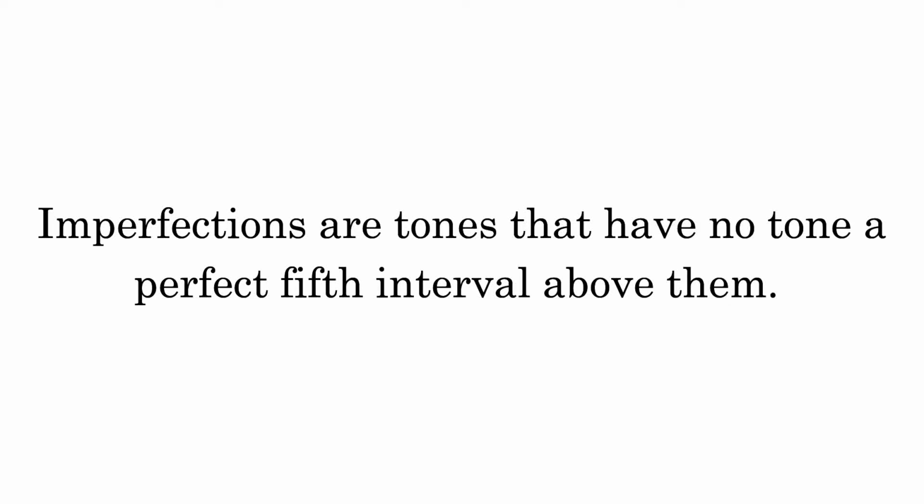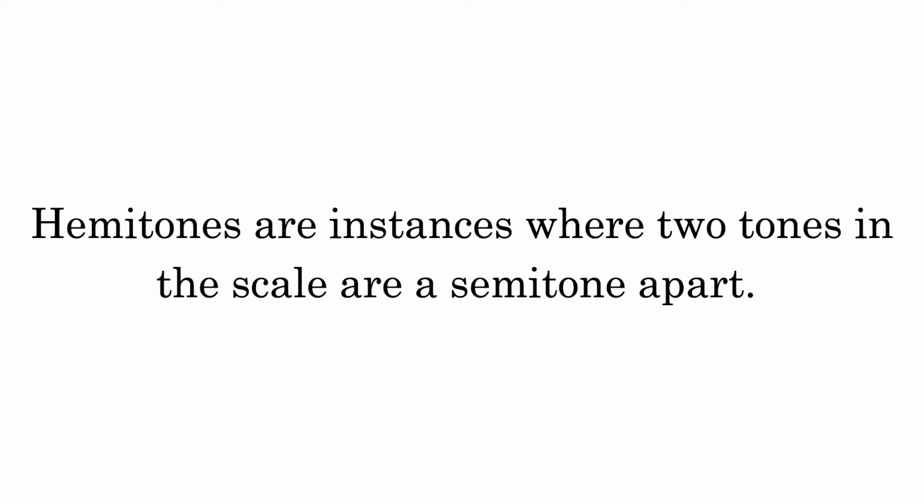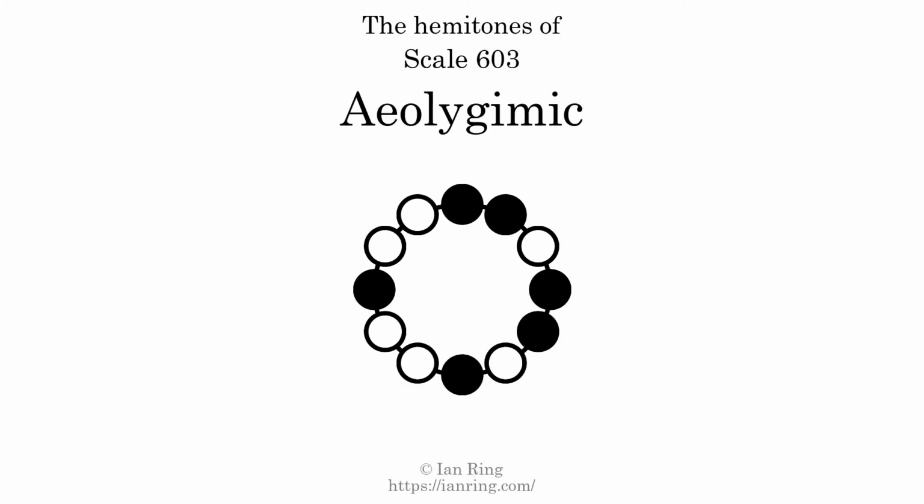Imperfections are tones that have no tone a perfect fifth interval above them. This scale has 4 imperfections. They are at positions here, here, here, and here. Hemitones are instances where 2 tones in the scale are a semitone apart. This scale has 2 hemitones. They are at positions here and here.